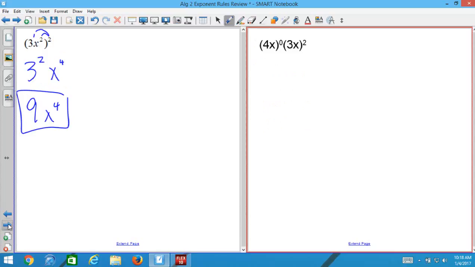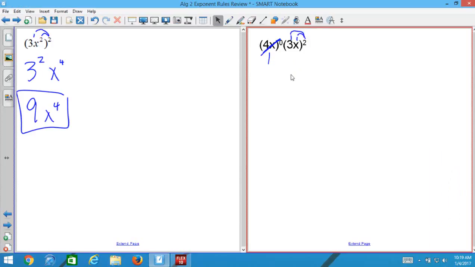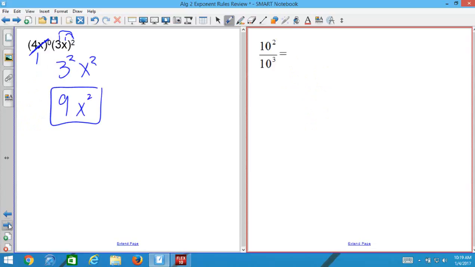All right. 4x, the entire parenthesis to the 0 becomes 1. 3x squared. 3 and x are missing their exponents. 1 and 1. So I'm going to take this exponent and multiply it. So we should get 9x squared.